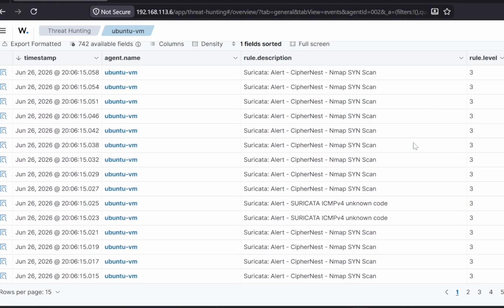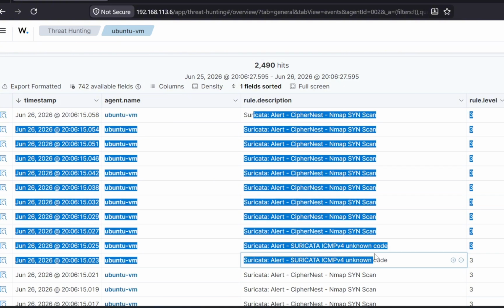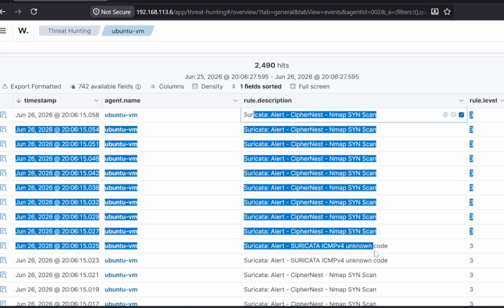Now pause for a second. This is where beginners usually make a mistake. They see an alert and immediately assume attack detected. No, an alert is not evidence. An alert is a question. Something happened. Now we investigate.